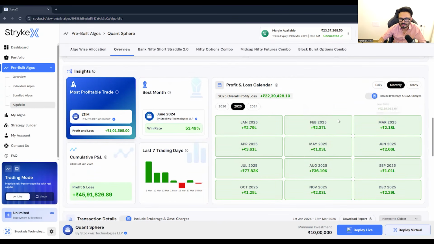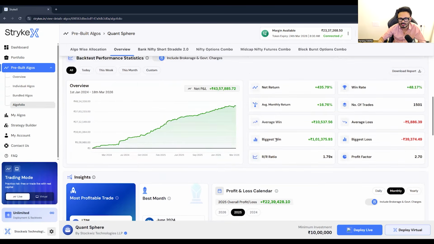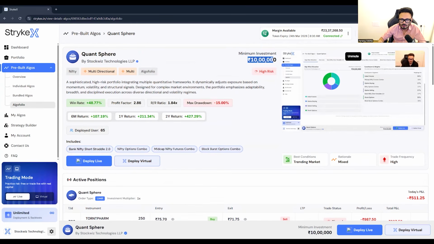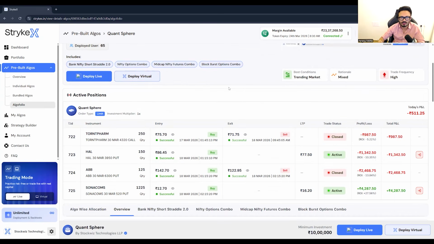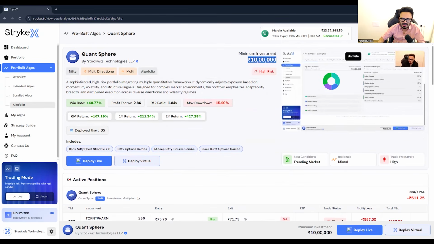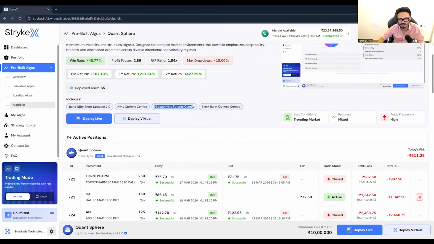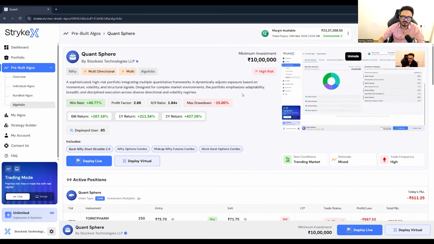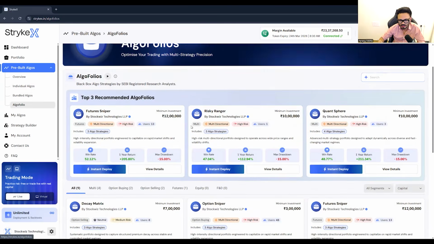In 2025, it did exceptionally well. It made 22 lakhs from a 10 lakh rupee investment, right? So it made 2.2 lakhs, 2 lakhs, 1.25, because it's a mix of everything, right? So if you have a 10 lakh rupee capital and you're looking for multiple things together, then you can basically go with this. But again, this includes the riskier midcap strategy also. It also includes Blockburst combo. So again, it's on the risky side only, right?